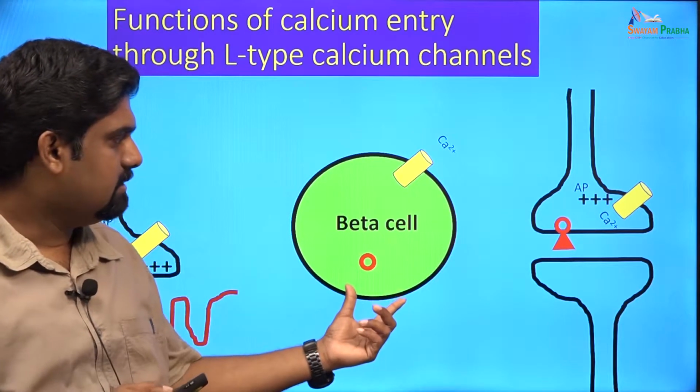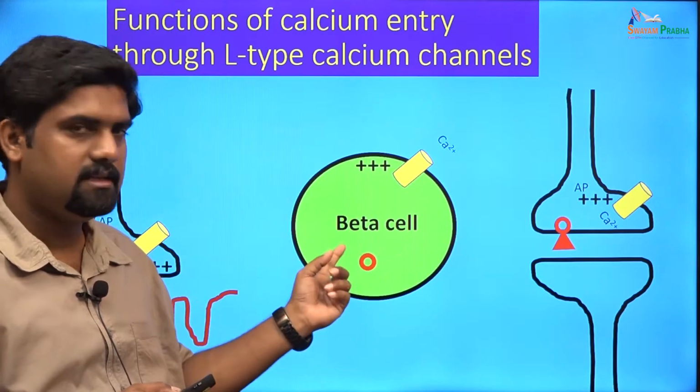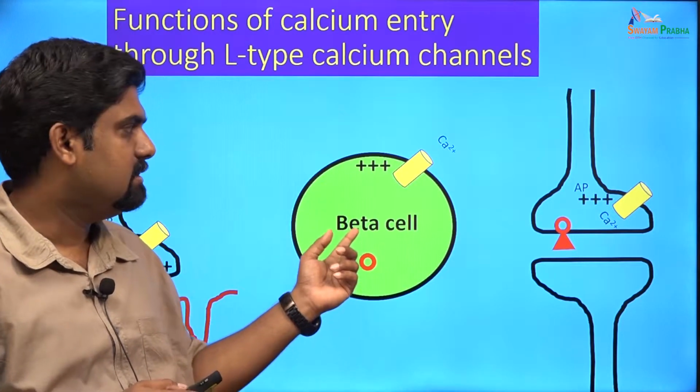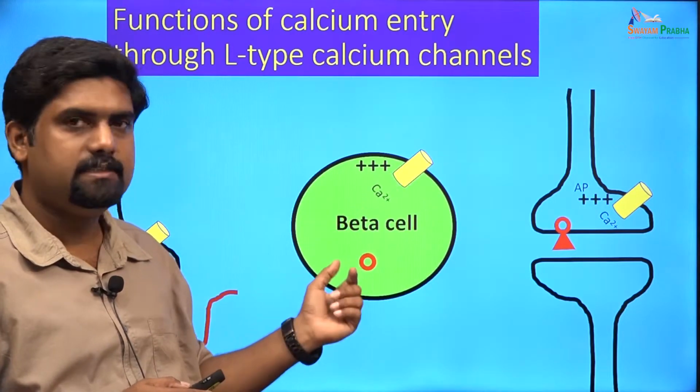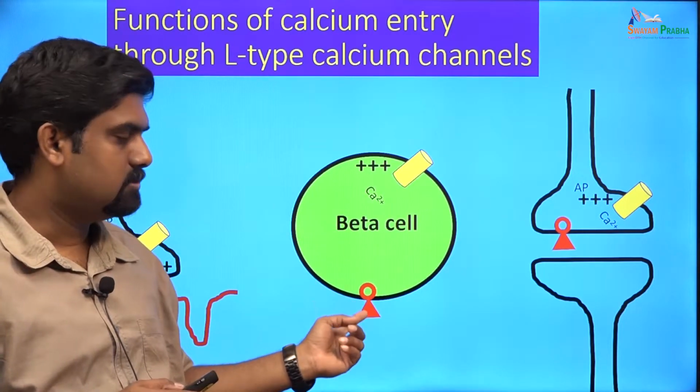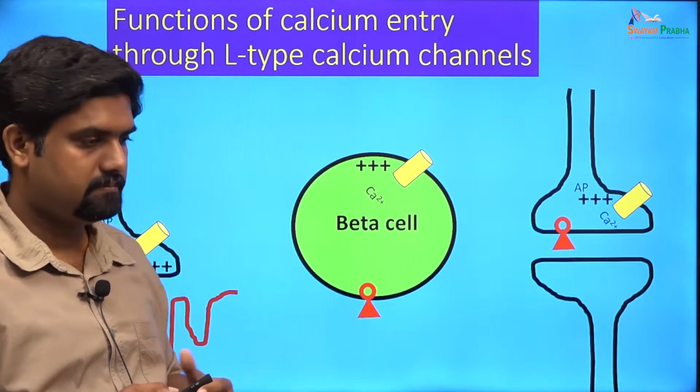This is the beta cell. Again, depolarization of the beta cell of the islets of Langerhans causes the opening of L-type calcium channels here, leading to calcium entry and exocytosis of vesicles containing insulin.